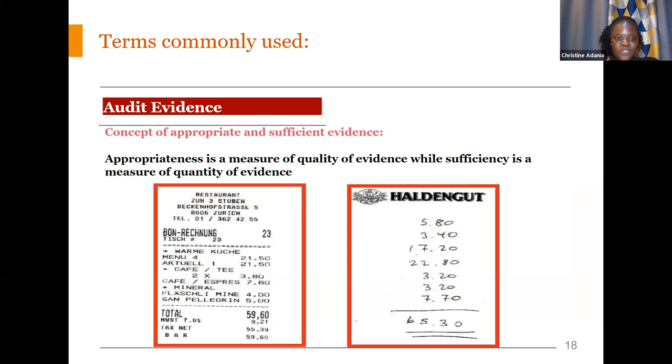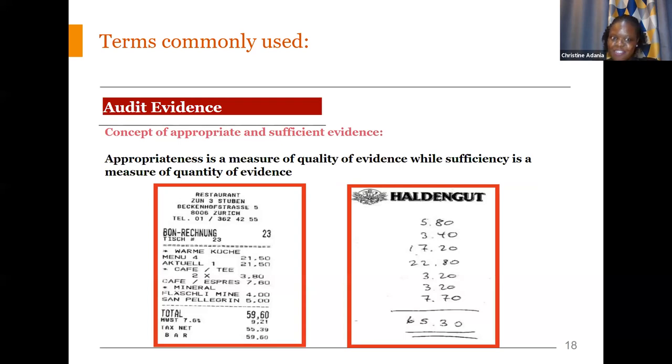So we have gone on to the concept of appropriate and sufficient evidence. These are two completely different things. You'll find people saying appropriate and sufficient evidence to mean one thing, but they're two different things. Appropriateness speaks to the quality of evidence, while sufficiency speaks to the quantity of evidence. In my opinion, you first have to determine the quality of evidence before you go on to the quantity of evidence. If they present you with maybe a physical record of something or an approval, does it give you that warm, fuzzy feeling?